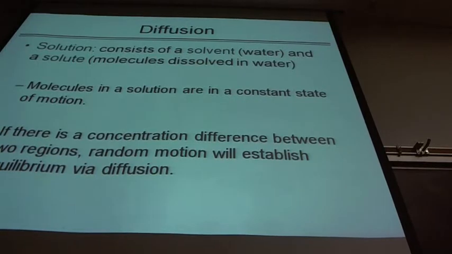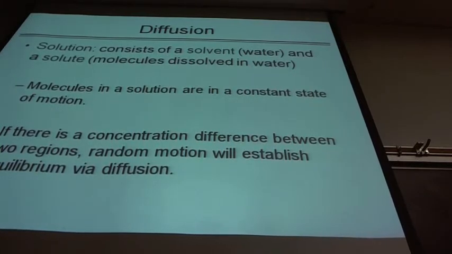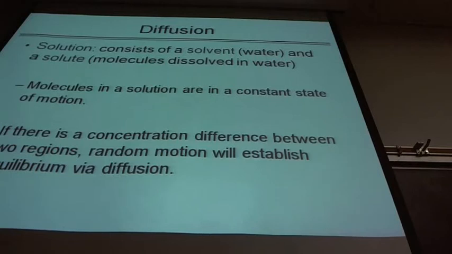Molecules in a solution are in a constant state of motion. That's the Brownian movement. If there's a different concentration between two regions, the random motion will establish an equilibrium via diffusion, just like the food coloring. Okay?